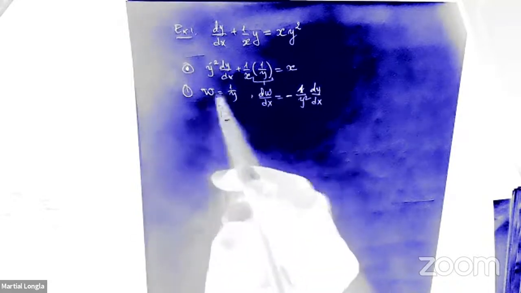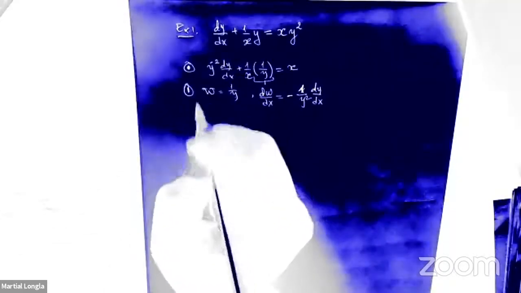So the derivative of 1 over y is minus 1 over y squared. But because we are taking the derivative with respect to x, we need to multiply by dy over dx for the chain rule. Then step 2 says, take these two things and substitute them back there. To do so, you have to solve for 1 over y squared dy over dx.